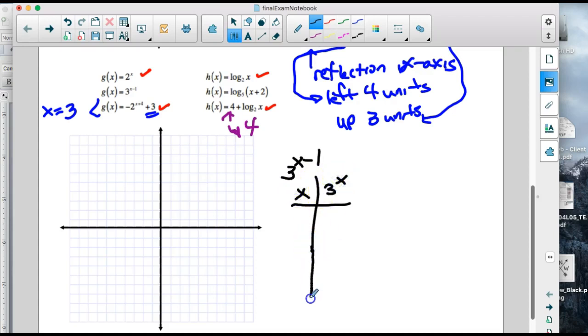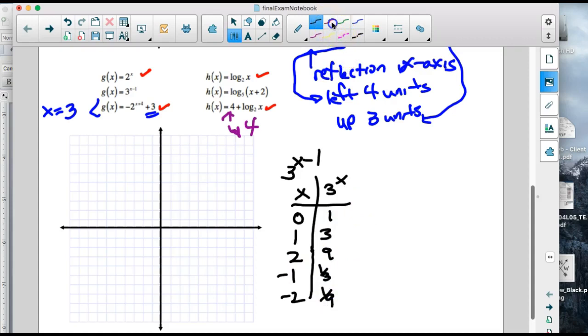And as I said before, I start with the points 0, 1, and 2, and then I do the reciprocals with negative 1 and negative 2. So 3 to the 0 is always 1, because anything to the 0 power is 1. 3 to the first power is 3, 3 to the second power is 9. And I do the reciprocals of these, which is 1/3 and 1/9.